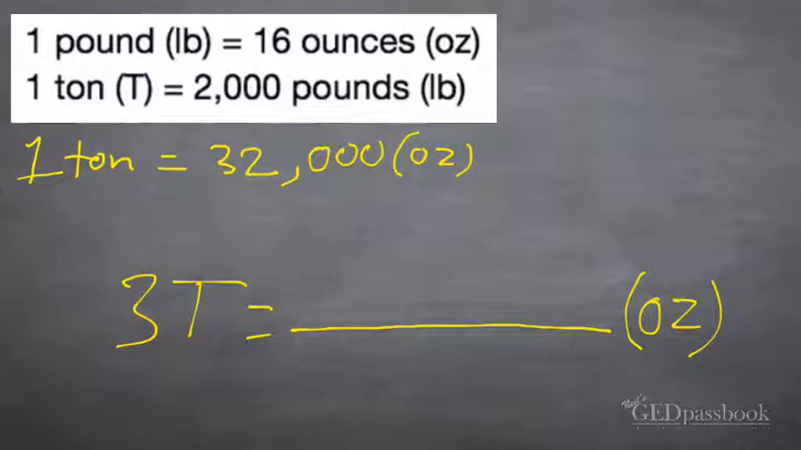So now ask yourself, how many ounces are there in 3 tons? Well, it's just this 32,000, 3 times. What's 32,000 3 times? 96,000 ounces in 3 tons. Pretty cool, huh? So it's literally an exact replica of yesterday's stuff, except now we're messing with weights.